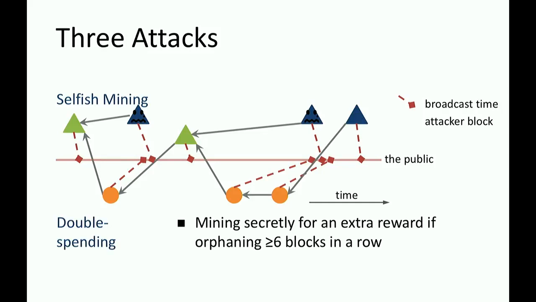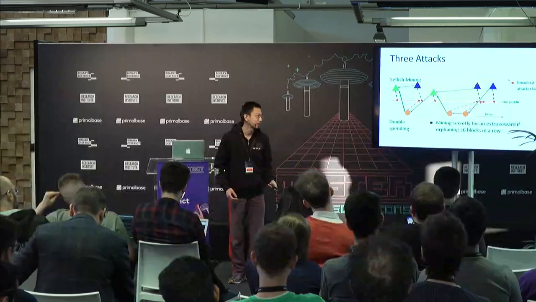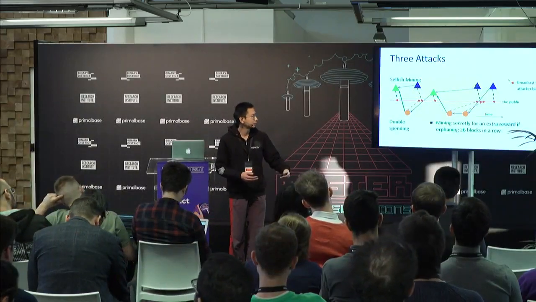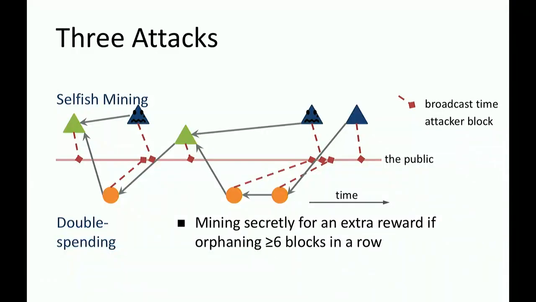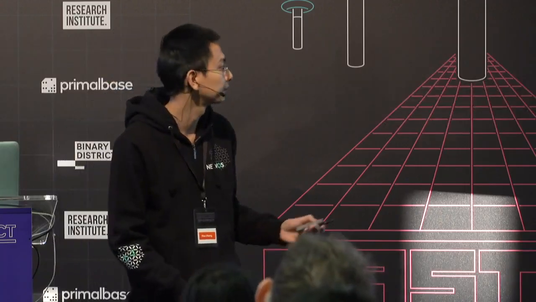A double spending attack is quite similar to the selfish mining attack. It's mining secretly for an extra reward if orphaning at least 6 blocks in a row, because by convention, Bitcoin confirms transactions with 6 blocks. So if you have more than 6 secret blocks and you publish them to the network, you can reverse a transaction after you receive the goods or service.